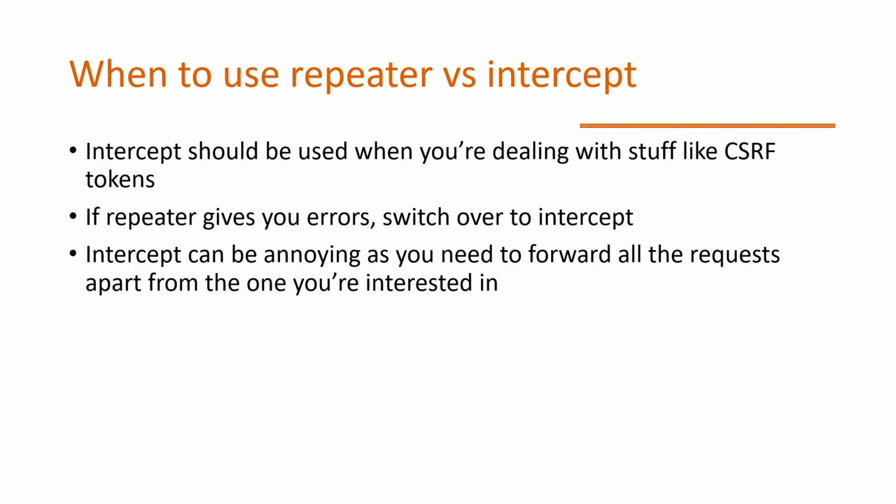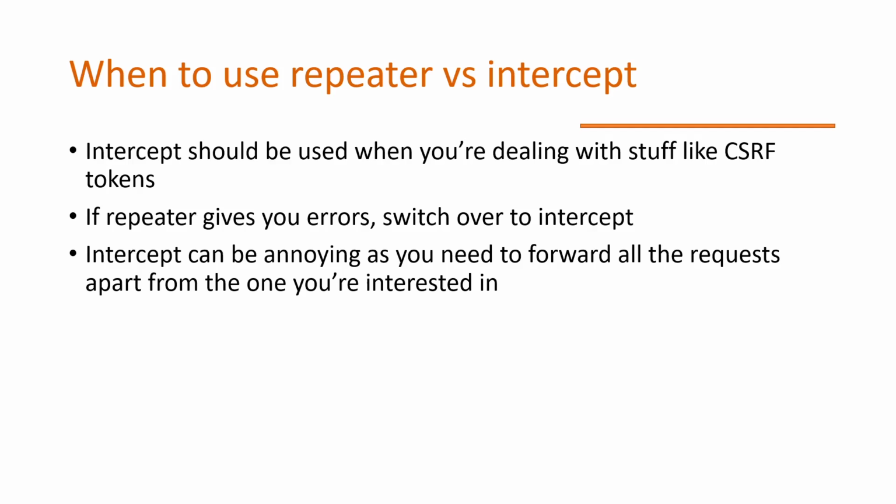Okay, so the last thing I want to talk about is when to use Repeater and when to use Intercept. Now, there is a difference between Repeater and Intercept. Repeater is a lot easier to use because you're not having to forward every single request, and you can go back and see requests that were in the past. Intercept should be used when you're dealing with stuff like CSRF tokens, where it will tell you that your token has expired. So basically, if Repeater gives you errors, switch over to Intercept.